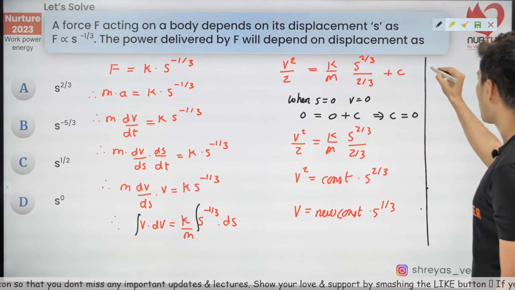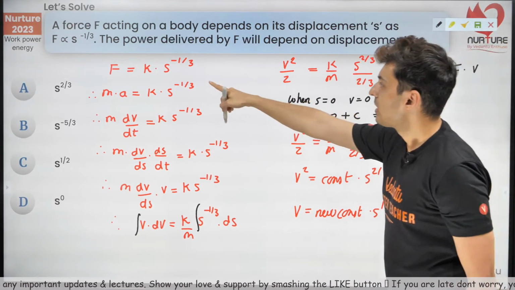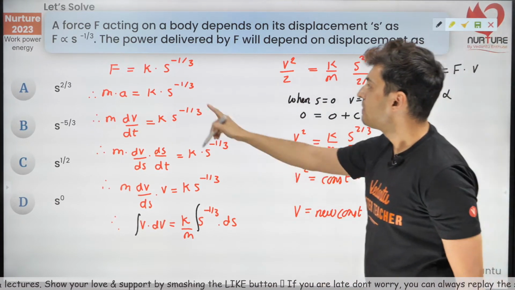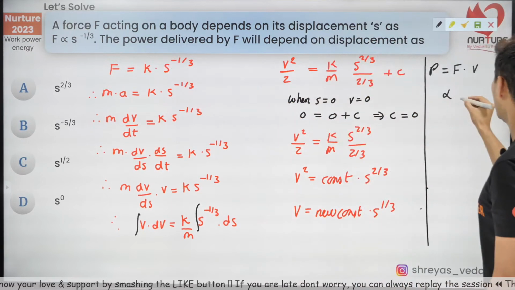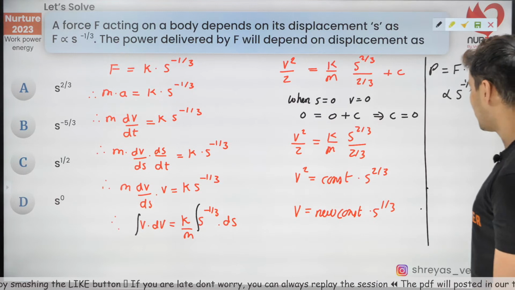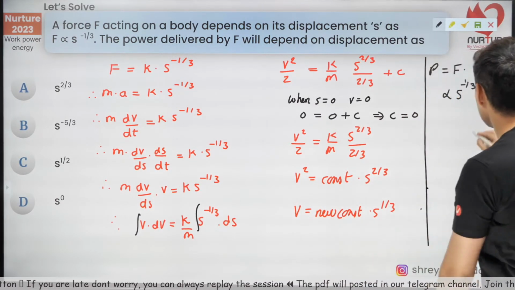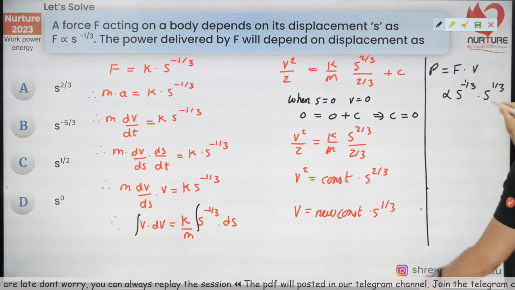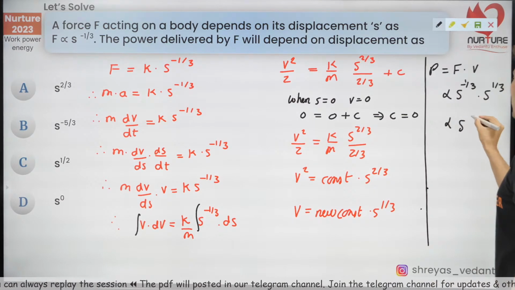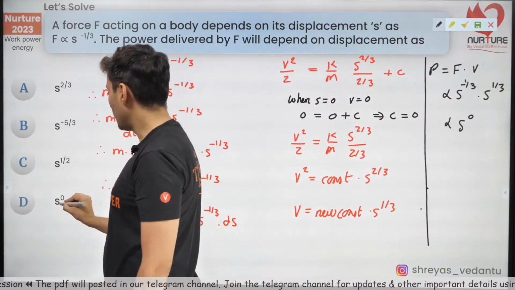I'll tell you why. Power is force into velocity. Force was directly proportional to s raised to minus 1 by 3. Correct? You can see that. Here, velocity is proportional to s raised to 1 by 3. This is s raised to minus 1 by 3, this is s raised to 1 by 3, so it will become s raised to 0. So hence option D is correct. Yep, option D is correct.